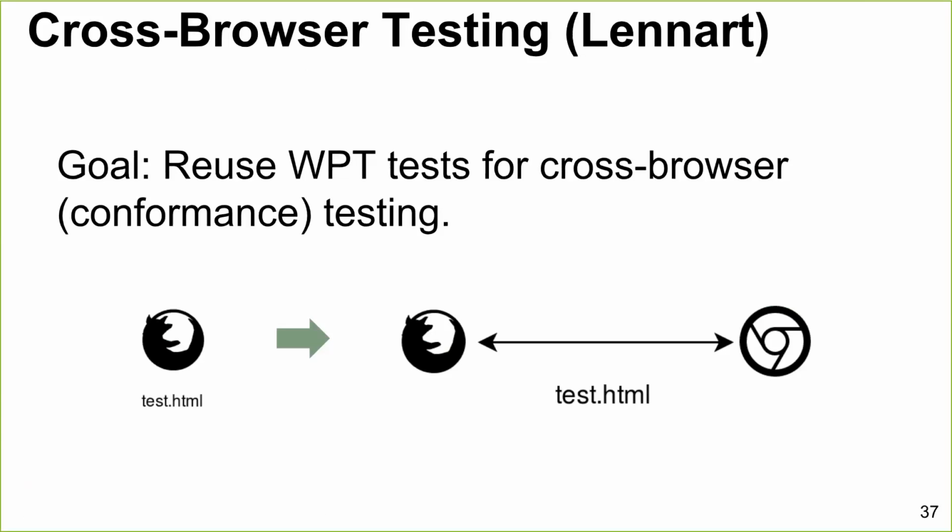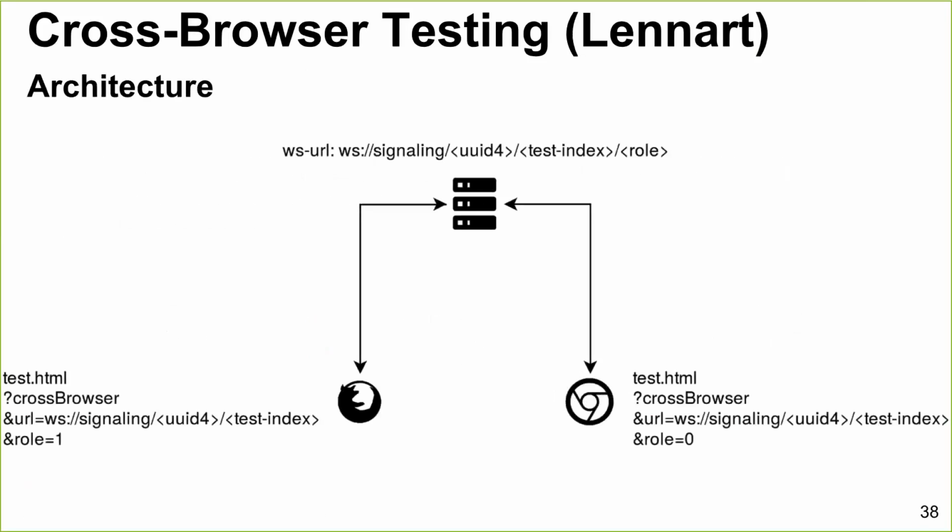Next slide, please. So instead of running a test in a single browser, my idea is to run the test in two browsers which share the test instance. This is the architecture I came up with. There's a tiny signaling server that uses WebSockets. It allows exchanging any kind of data, and it is a rendezvous path for the two browsers. It has a specific URL.